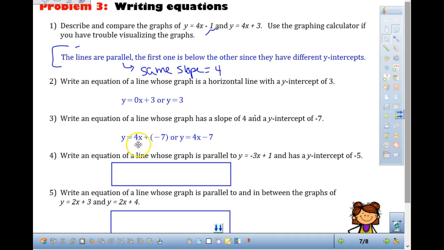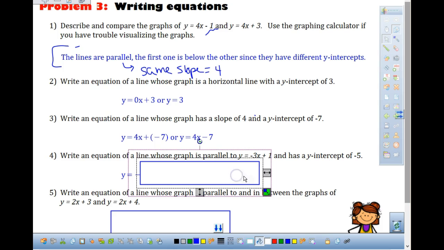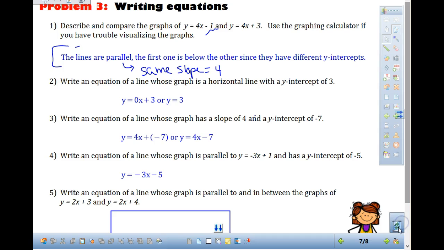This last one, though, we want to write an equation that is parallel to this one, which means they have to have the same what? Same slope, and a y-intercept now of -5. Here the y-intercept was 1. My equation should be y equals -3x plus what? Plus not 5, but -5.